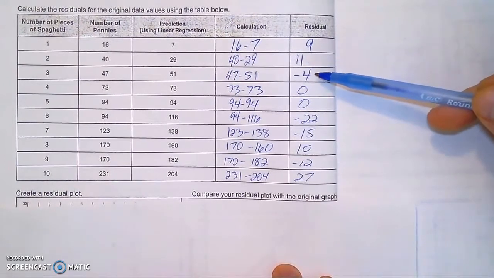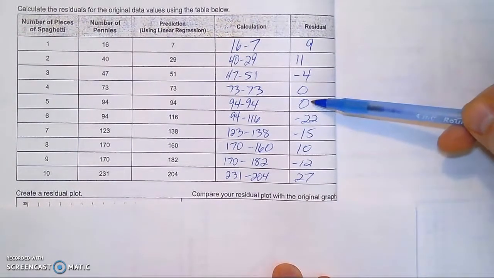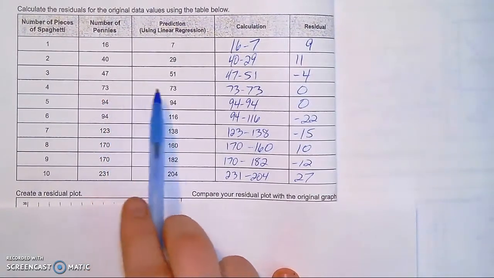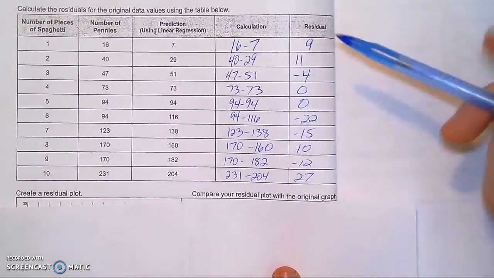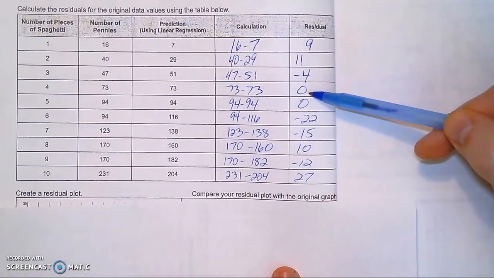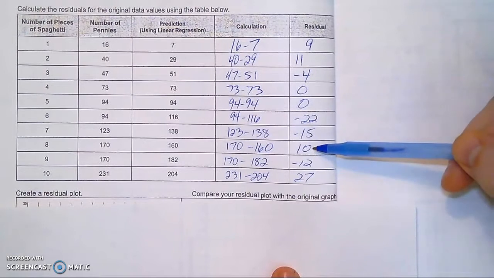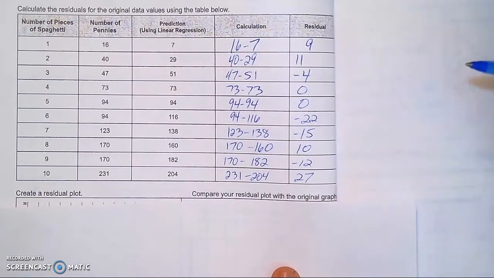You can go right down the list there and check the rest of your answers. Residuals of 11, -4, 0, 0. Look what that meant. We had the number of pennies that really happened and the number of pennies predicted were the same. Residual 0. Another residual of 0, then -22, -15, 10, -12, and 27.